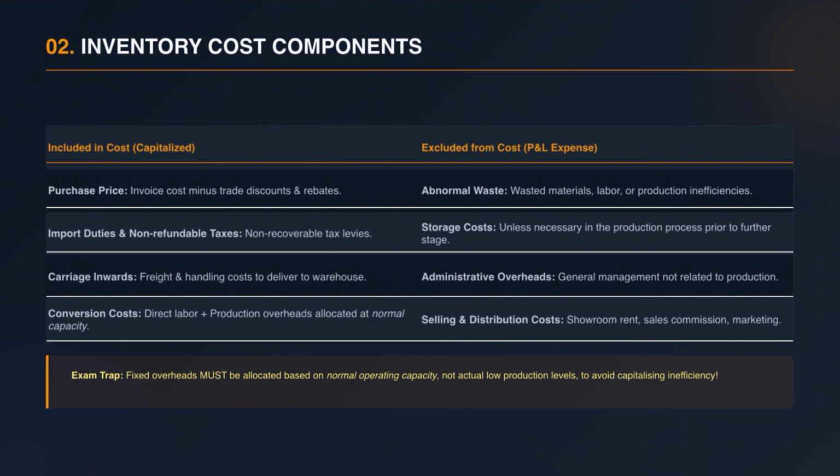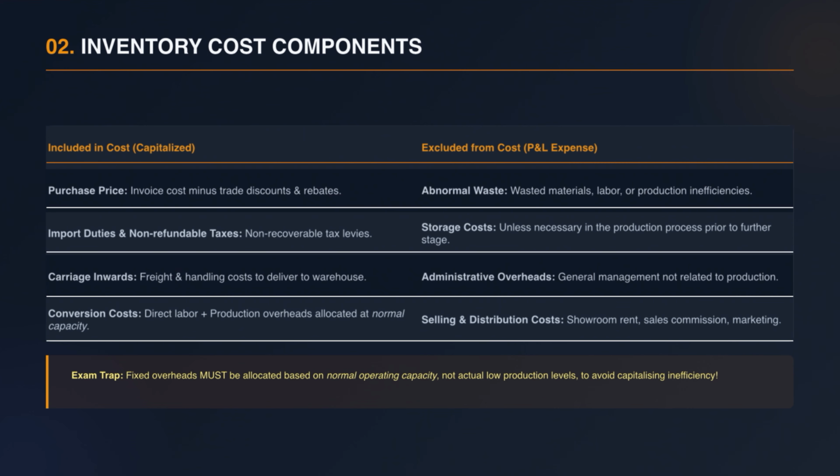These are costs IAS 2 strictly forces us to expense in profit or loss. 1. Abnormal waste. Inefficiencies cannot be hidden in asset values. 2. Storage costs, unless storage is necessary for the production process itself, like aging cheese or maturing wine. 3. General administrative and selling overheads.